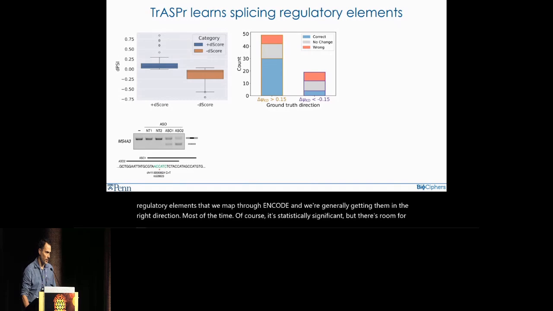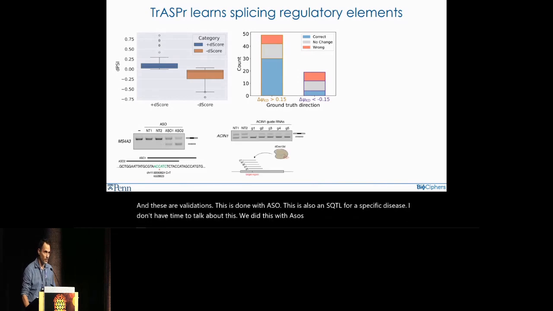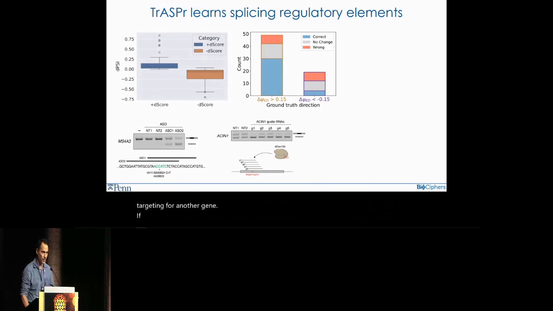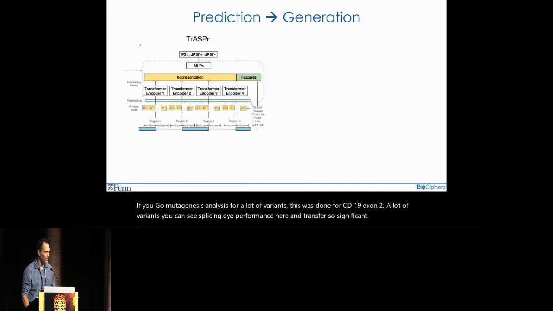And these are validations. This is done with ASO. This is also an sQTL for a specific disease. I don't have time to talk about this. We did this with ASOs, and this is with dCas13 targeting for another gene. If you go mutagenesis analysis for a lot of variants, this was done for CD19 exon 2. A lot of variants, you can see SpliceAI performance here and Trasper. So significant improvements there as well.